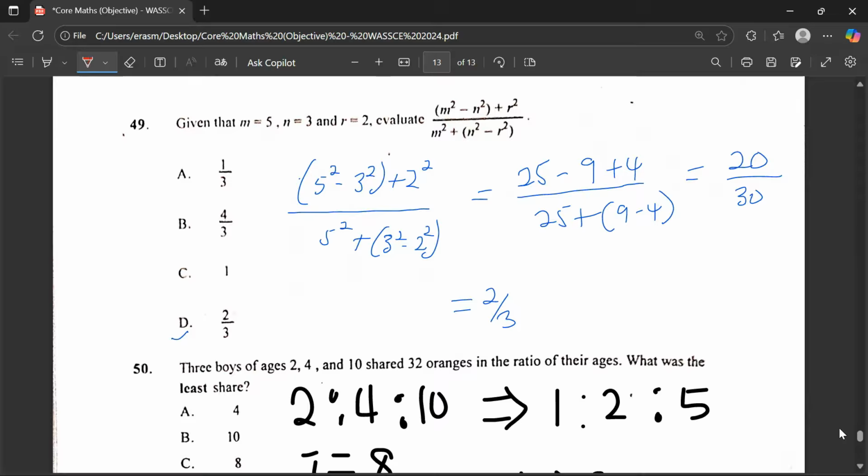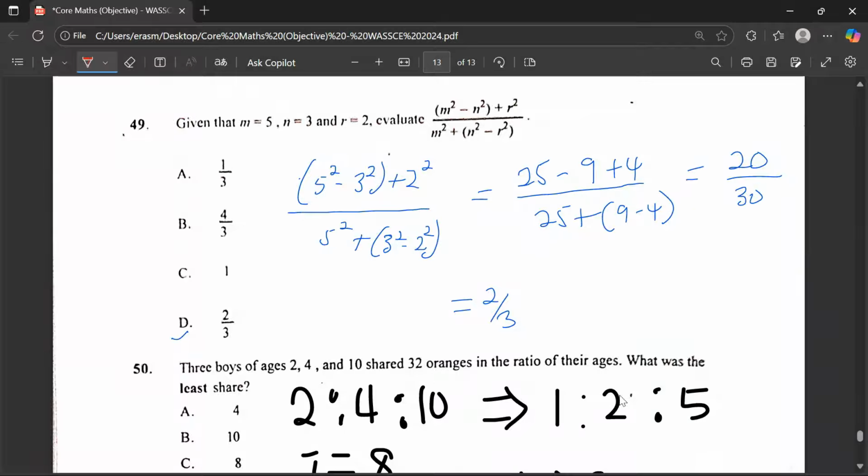Now, given that m equals 5, n equals 3, and r equals 2, evaluate m squared minus n squared plus r squared, all over m squared plus n squared minus r squared. So wherever we see m, we are going to put the value of 5 there. Wherever we see n, we are going to put the value of 3. And then wherever we see r, we are going to put a value of 2. And so we are going to have 5 squared minus 3 squared plus 2 squared, all over 5 squared plus 3 squared minus 2 squared. And this equals 20 on 30, and then that is 2 on 3.